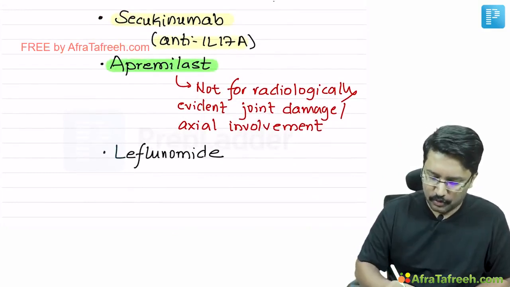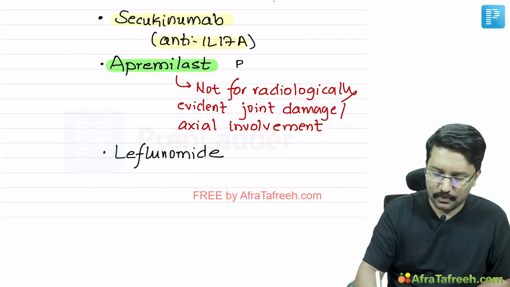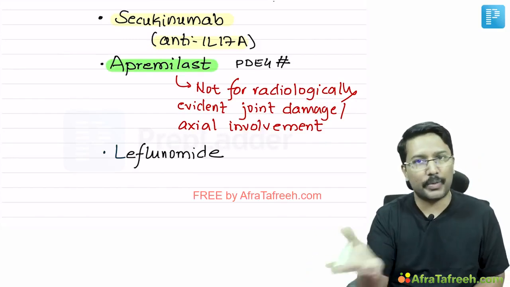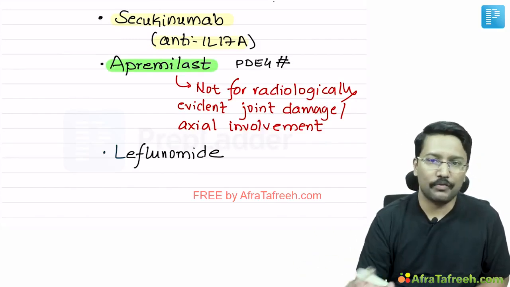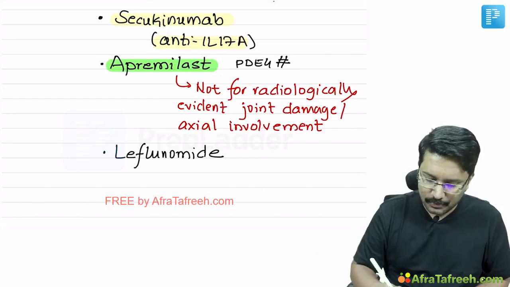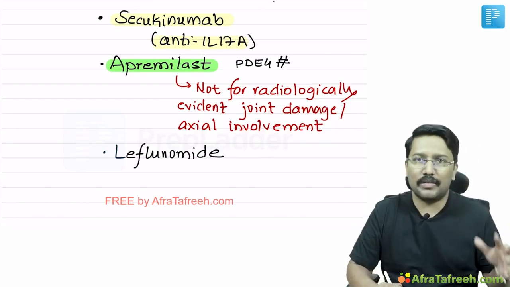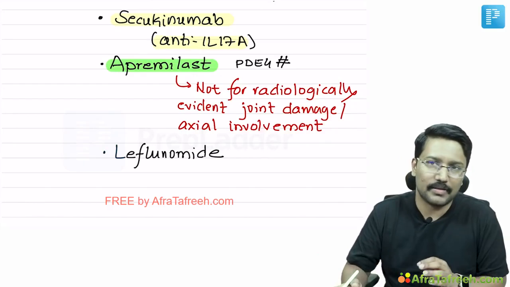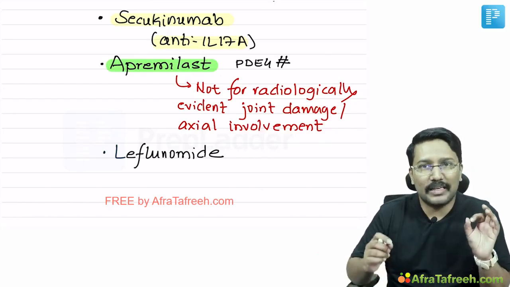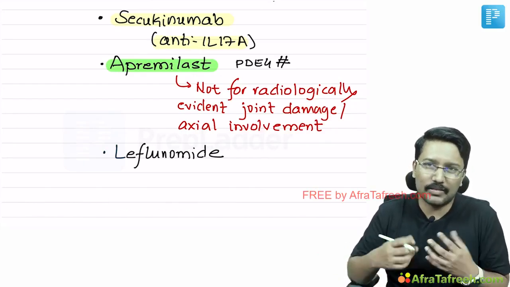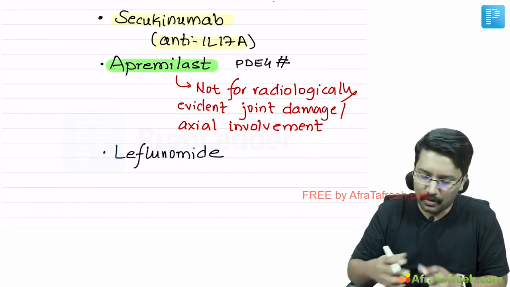Apremilast, which is a phosphodiesterase 4 inhibitor, right? It's a PDE4 inhibitor. All our sildenafil, tadalafil are PDE5 inhibitors. This is a PDE4 inhibitor, which is useful. This is definitely not as effective as the biologicals or anti-TNF alpha drugs, but nonetheless, it is relatively safer, and this safety profile makes it a little more attractive for the treatment.